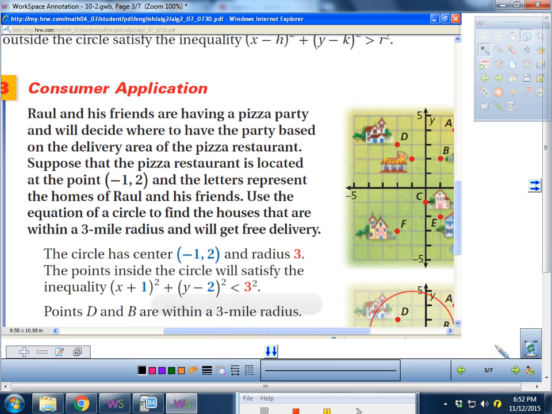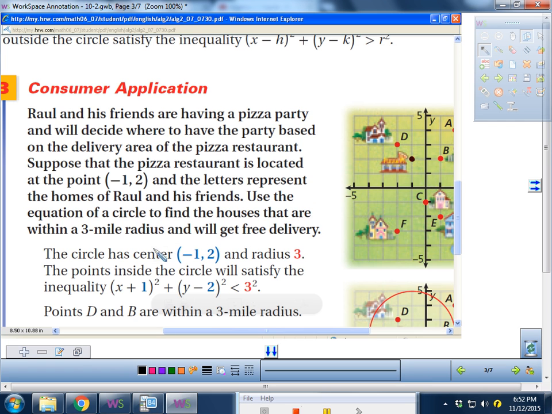So let's look at this problem. We've got Raul and his friends, and they're having a pizza party. They're going to decide where to have the party based on the delivery area of the pizza restaurant. Suppose that the pizza restaurant is at the point negative 1, 2. Now, by the way, I thought this was a house as well, and I don't know why they put a dot there. Okay, I take that back. It's just the pizza restaurant. So here we go, here's the pizza restaurant.